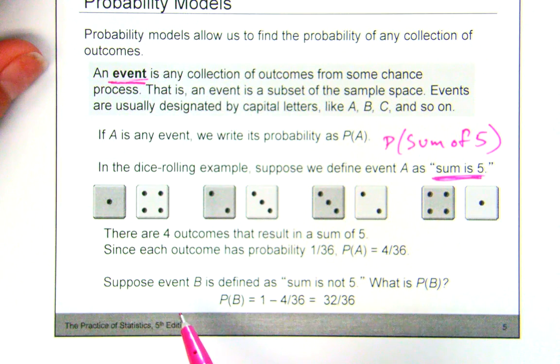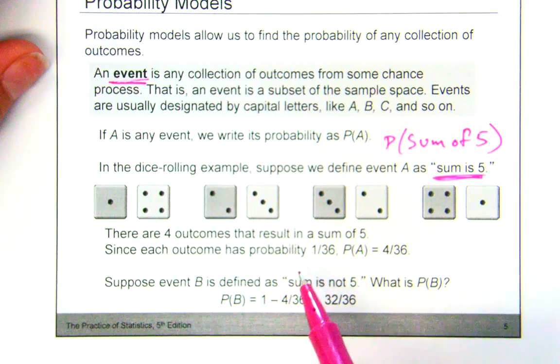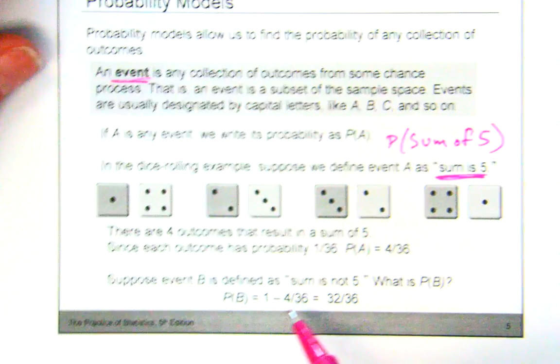And then lastly, suppose that event B is defined as the sum is not 5. So it could be 2, 3, 4, 6, 7, 8, 9, 10, 11, or 12. All of those put together is defined as the probability of event B. What would that probability be?